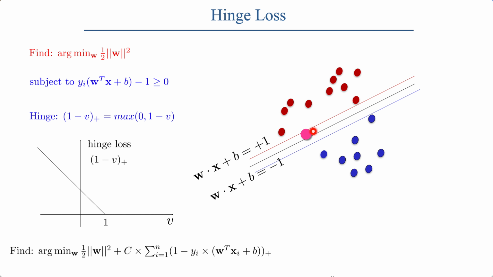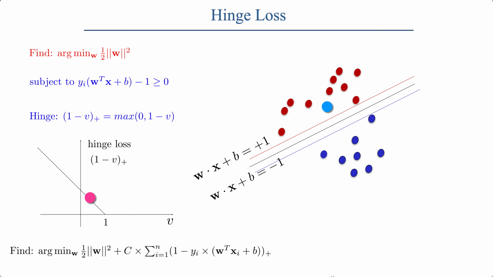If I'm just less than 1 over weight vector magnitude, then I should have a small penalty. Okay? So that's what we see here. That is less than 1, but it's still bigger than 0, which is where the decision boundary is. So it has just a little bit of loss.